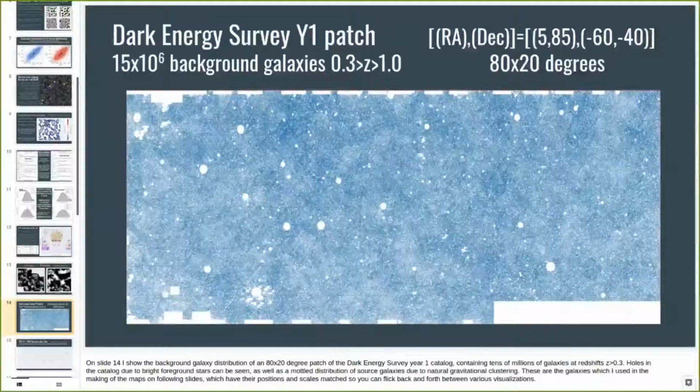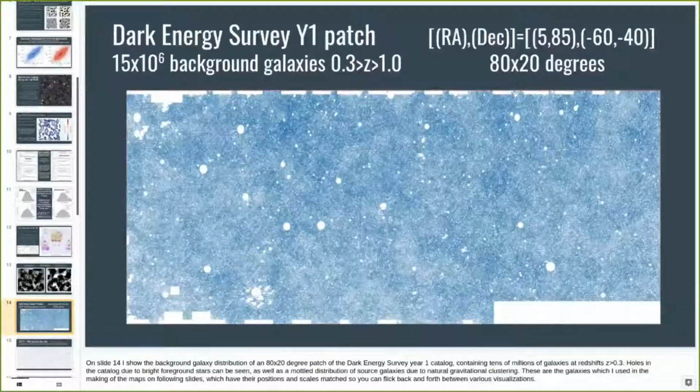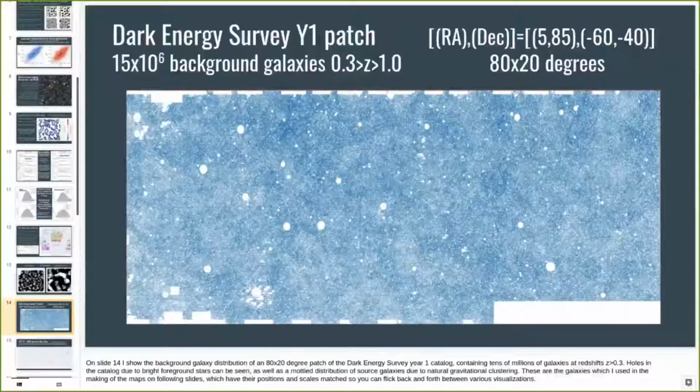On slide 14, I show the background galaxy distribution of an 80 by 20 degree patch of the Dark Energy Survey Year 1 catalog, containing tens of millions of galaxies at redshifts greater than 0.3. Holes in the catalog due to bright foreground stars can be seen, as well as a modeled distribution of source galaxies due to natural gravitational clustering. These are the galaxies which I used in the making of the map on the following slides, which have their positions and scales matched so that you can flick back and forth between various visualizations.